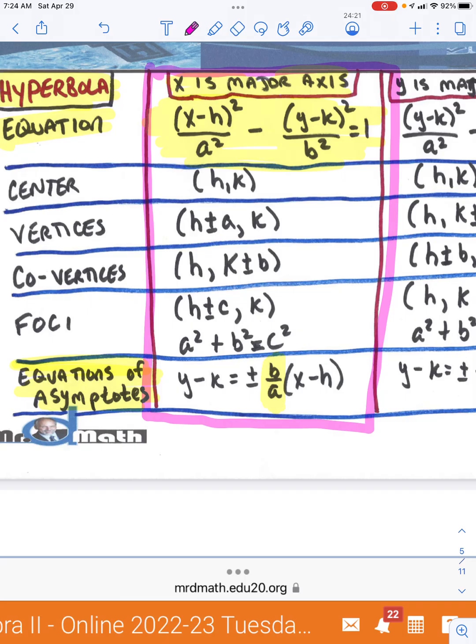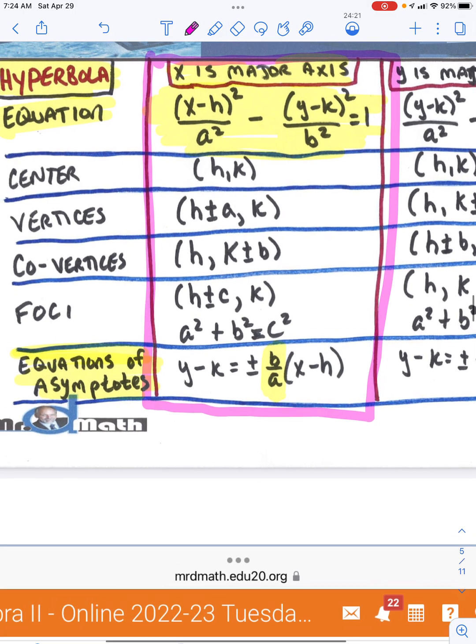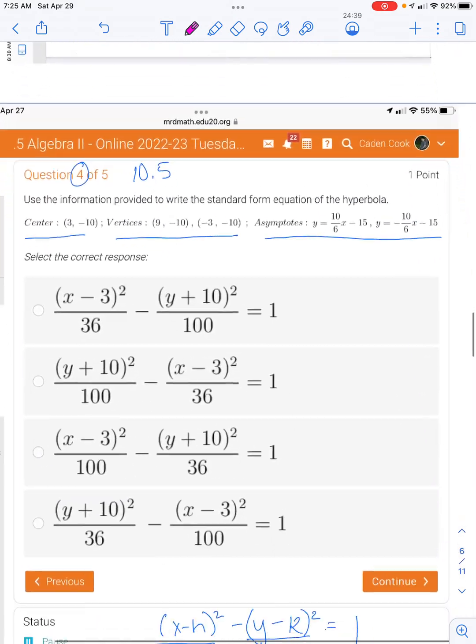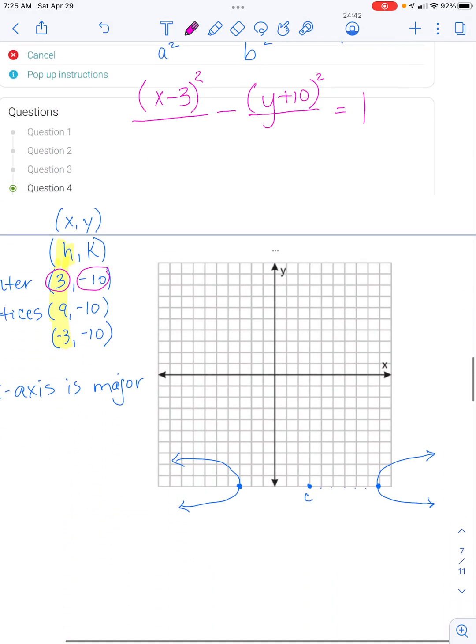So let's see if we can go ahead and, oh, one last thing I wanted to point out when I was talking to you about the vertices, look here at the vertices. You'll notice that it is the h value that is changing. How is it changing? Well, this a is being added and subtracted to the h value, which down on our graph is easier to see. Remember, it went 6 to the right, and it went 6 to the left to get to our vertices. Okay, so it's running sideways.